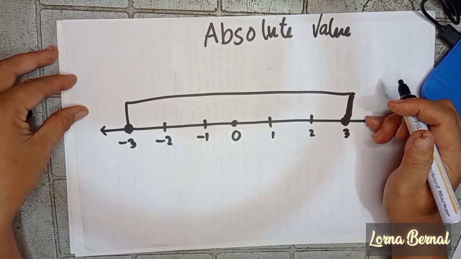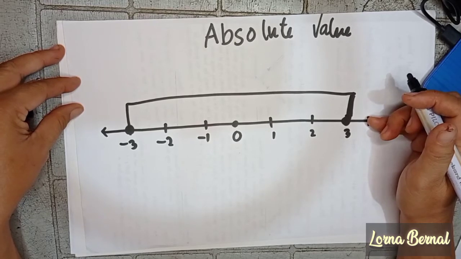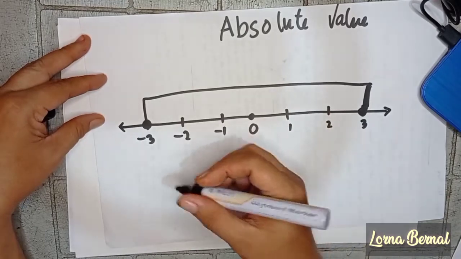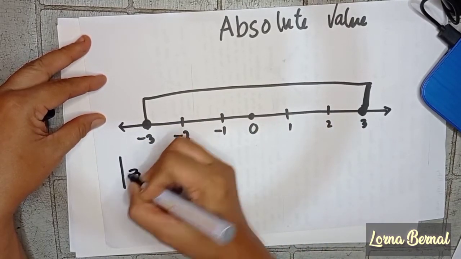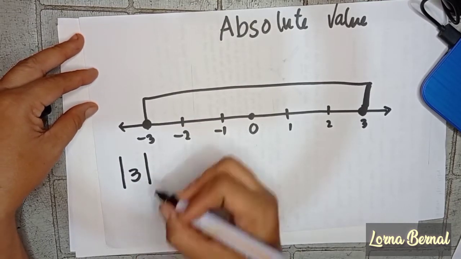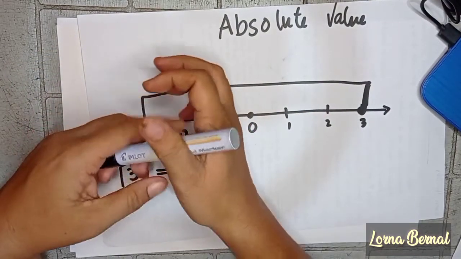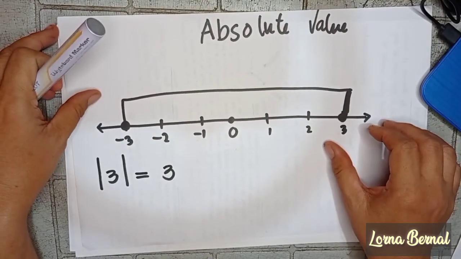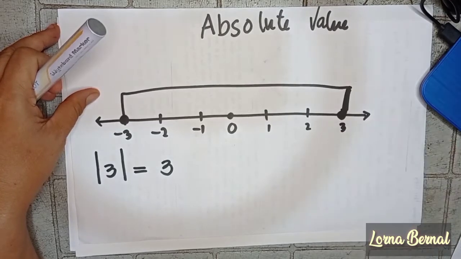The notation for the absolute value is to put two straight lines on both sides of the number. Let's say for example, if we're going to write the absolute value of 3, we put two straight lines. This is read as the absolute value of 3. So the absolute value of 3 is equal to 3. Remember that when we talk of absolute value, we're talking of the distance. That's why absolute value is always positive.